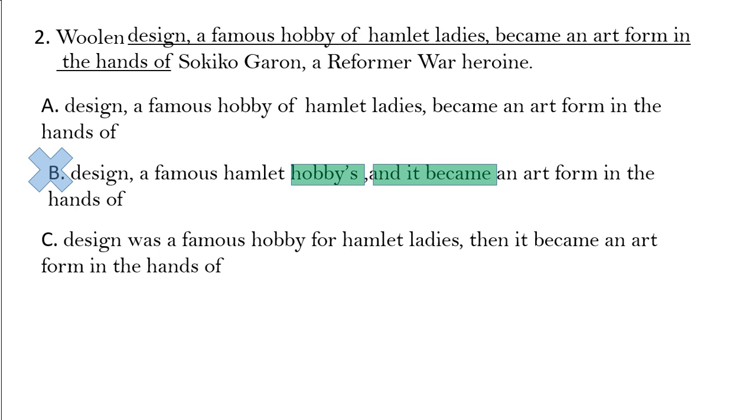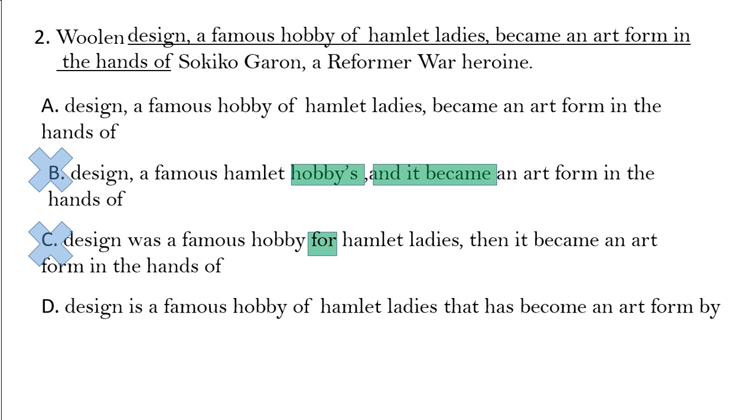Now C. Design was famous hobby for Hamlet ladies, then it became art form in the hands of. Look here, it should not be for. Why? Because hobby of is the correct idiom. The second problem here is that then it became an art. We can also talk about it, but one is enough to eliminate. C can be eliminated.